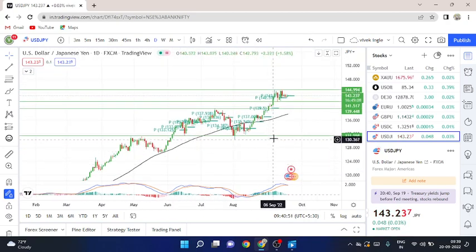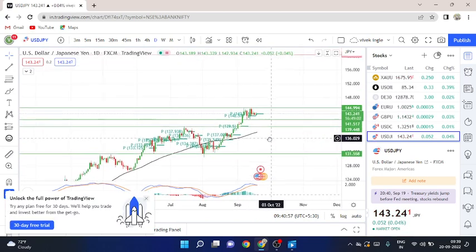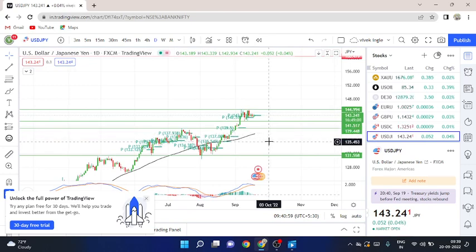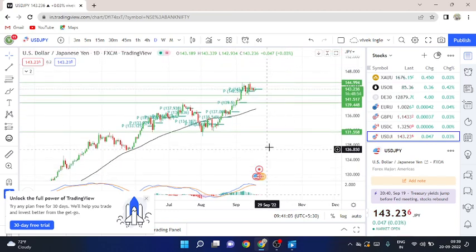You can see after breaking this 131.3 level, it went to 139, and after breaking 139.5 it went to 145. So this pair is in a very good uptrend.